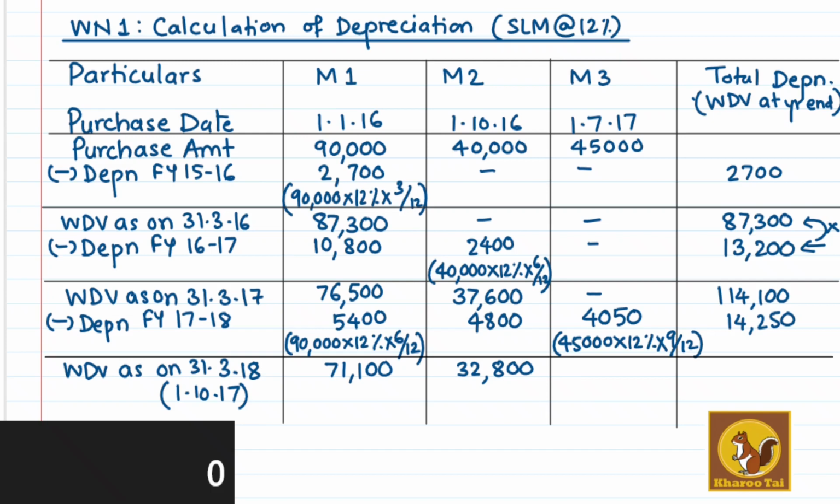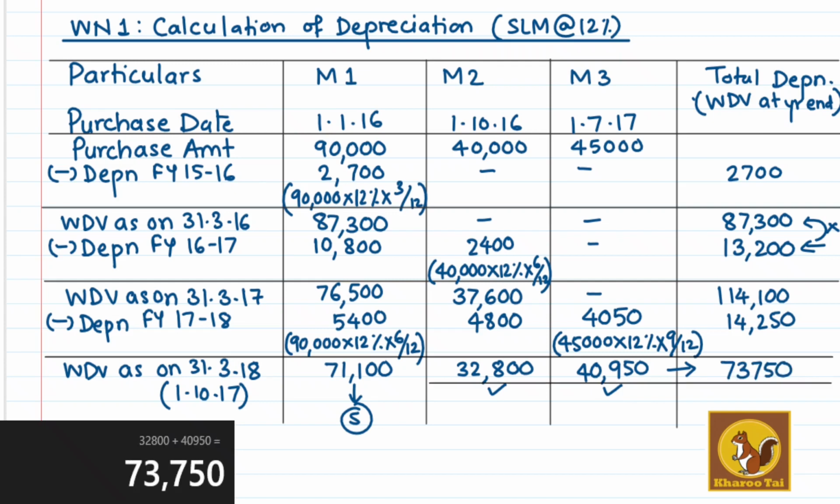40,950. While taking the WDV total, we will take the total of machinery 2 and 3 only, because first machinery we have sold out. So that machinery is no more with us in the account. The balance will not be included. So the closing balance will be only 32,800 plus 40,950. That is 73,750. We have done with depreciation working.